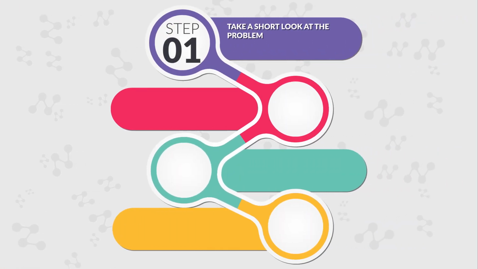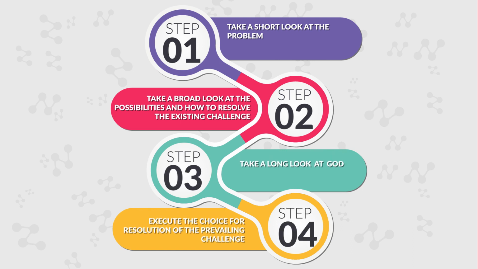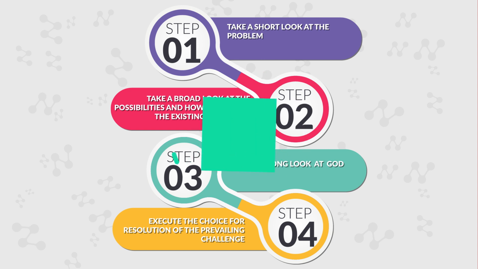in a successful manner. The first step is to take a short look at the problem. Secondly, take a broad look at the possibilities on how to resolve the existing challenge. Thirdly, take a long look at God. And lastly, execute the choice for resolution of the prevailing challenge. I will explain one by one each of these steps.